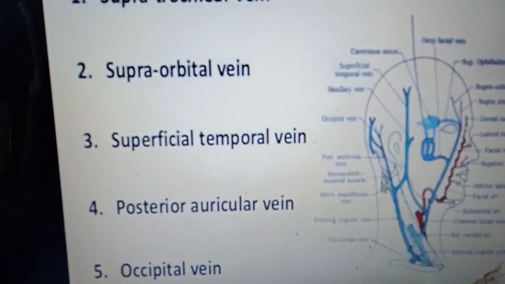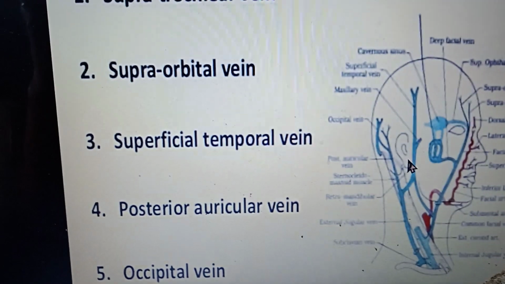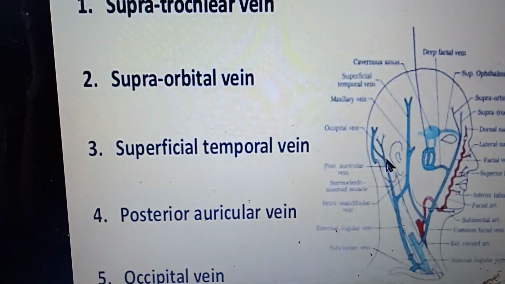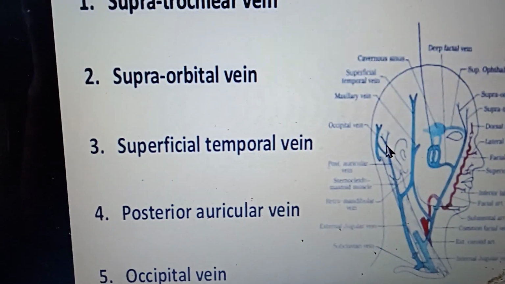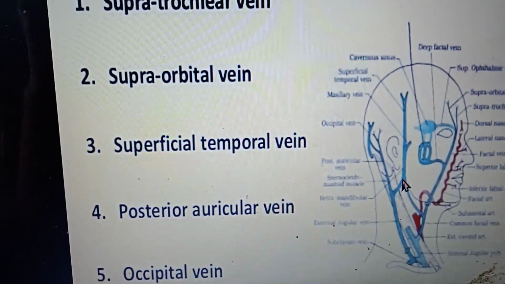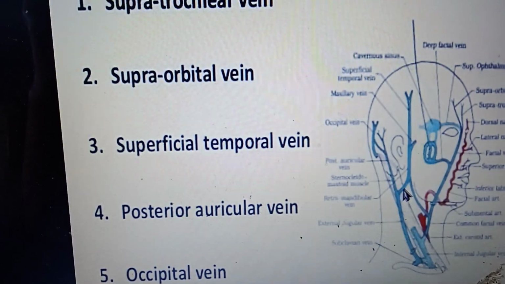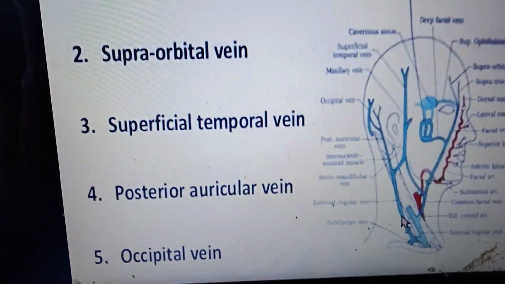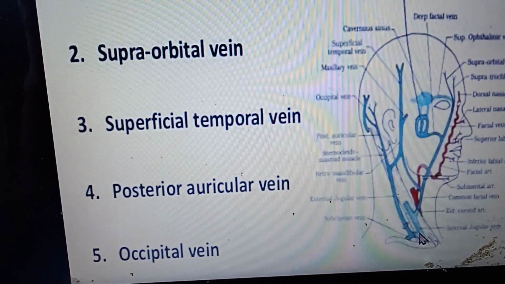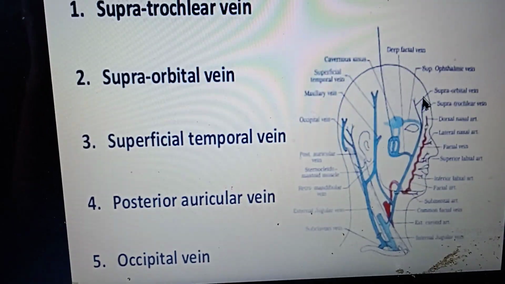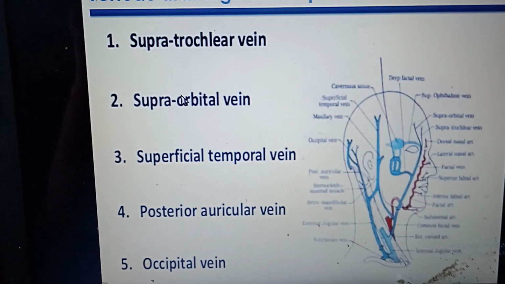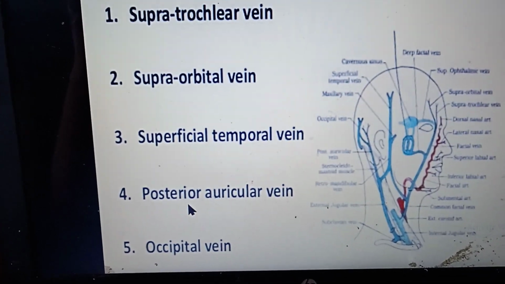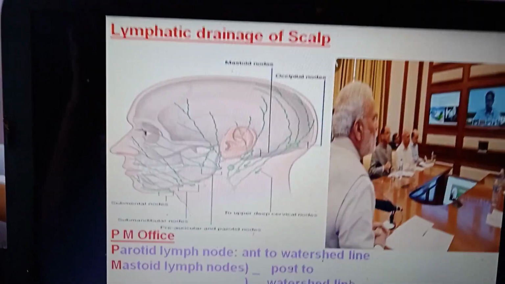This venous system is very important, and here we can see this is occipital vein, which drains into the posterior auricular vein. Now posterior auricular vein along with the posterior division of retromandibular vein form the external jugular vein, which opens into the subclavian vein. So this venous drainage is very important: supratrochlear, supraorbital vein, superficial temporal, posterior auricular, and the occipital vein.